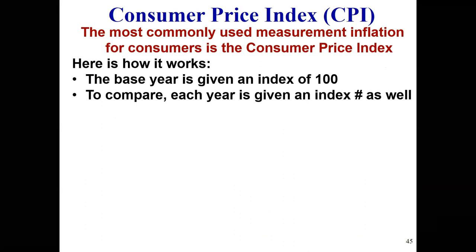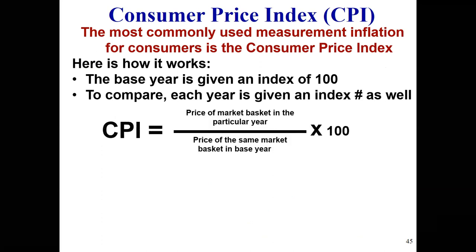In the GDP deflator and the consumer price index, the base year is 100. Okay, and you're comparing things to the base year. Here is the CPI formula. It's the price of the current basket over the price of the base year basket, times 100.